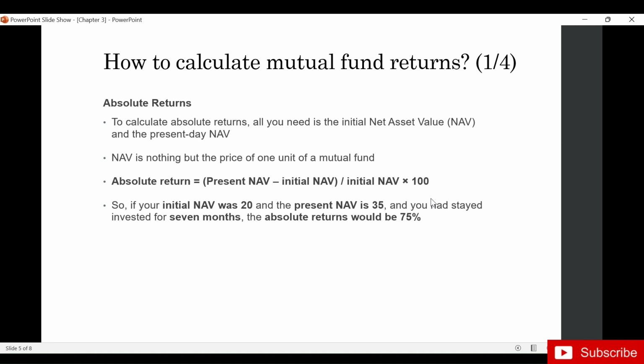So, what is the formula for absolute return? It is present NAV minus initial NAV, divided by initial NAV, into 100. For example, if the initial NAV was 20 and the current NAV is 35, the absolute returns will be 75%. And in this case, the time period does not matter. Whether you were invested for 7 months or 7 years, the absolute returns are going to be the same.